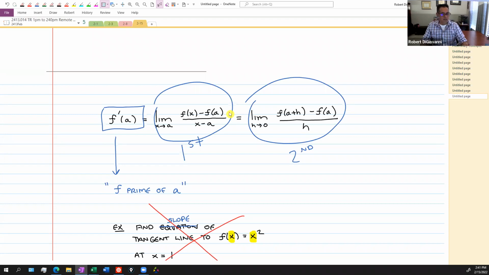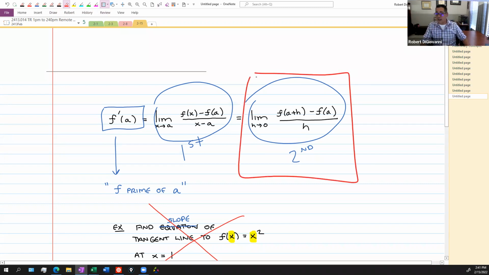Moving forward in this class, moving forward into the next section, we're going to pretty much stick with the second one. Even though I introduced it this way, this is really the one we're going to spend a lot of time with. I'm sorry I went a little bit over on time.